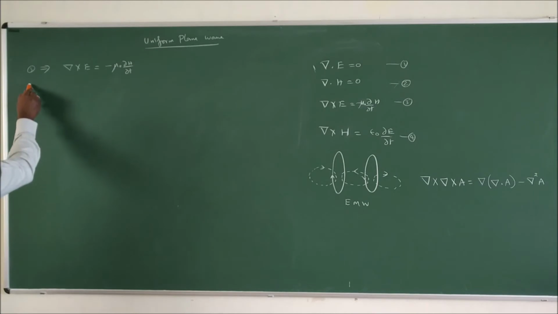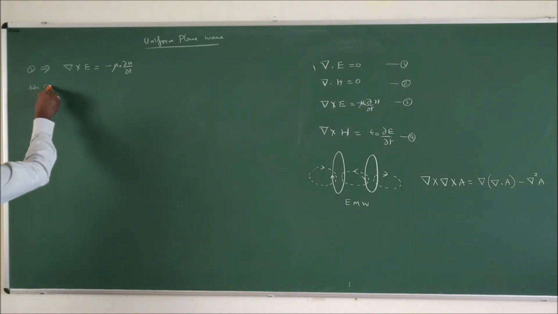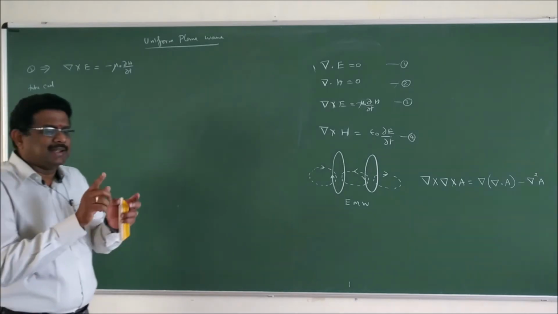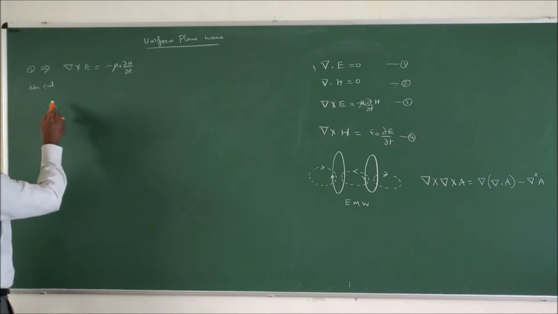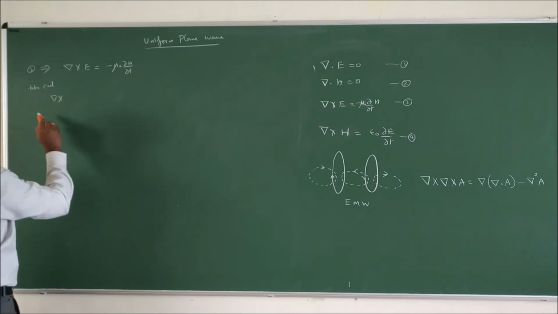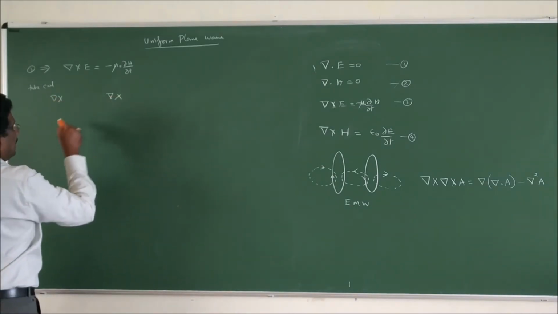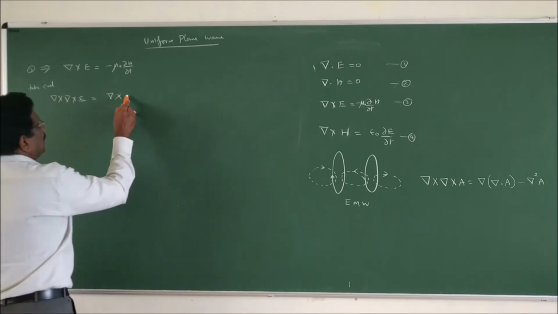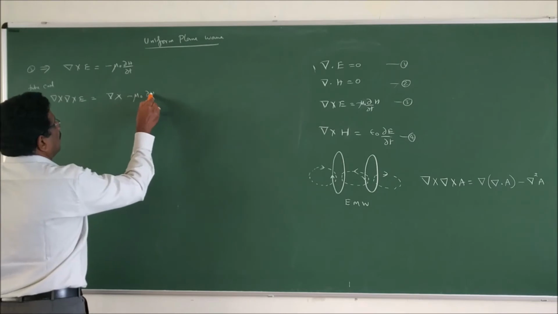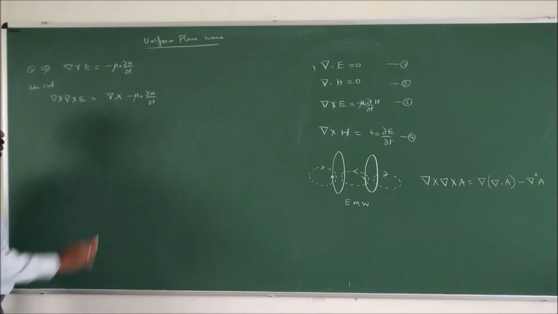Okay. Take curl on both sides. What do you mean by curl? Curl means del cross. Take curl on both sides. This side also del cross, this side also del cross. Del cross E equal to del cross of minus mu naught dou H by dou T. Both sides I took del cross.